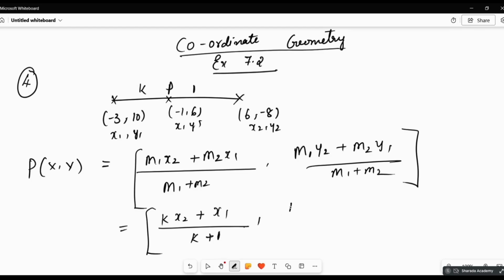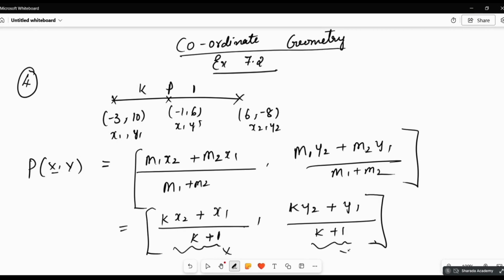Then here M1 is K, so K into Y2 plus M2 is 1, so 1 into Y1 is Y1 divided by K plus 1. So that is equal to the point X comma Y. This is the X point and this is the Y point. X point is equal to this, Y point is equal to this. Write this down. One problem I will solve.